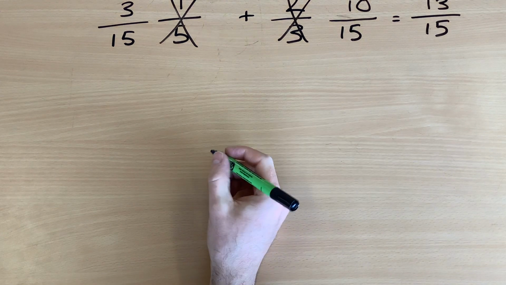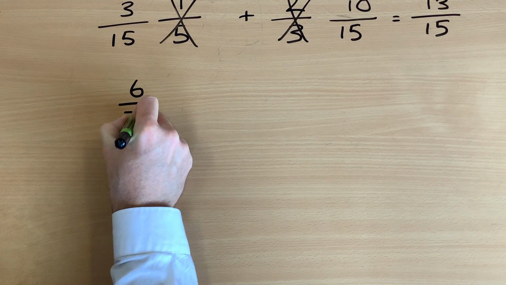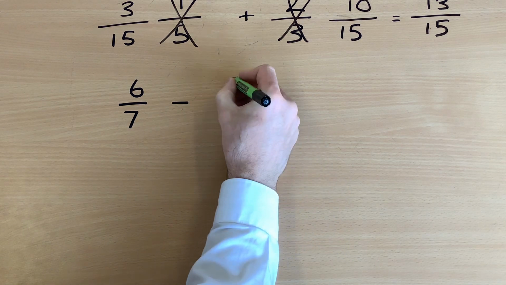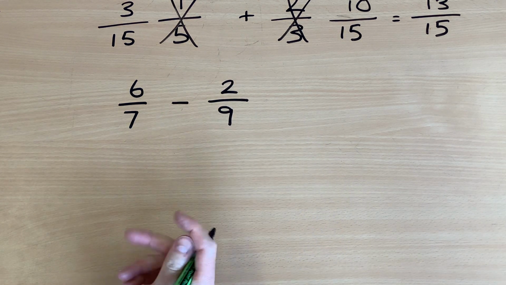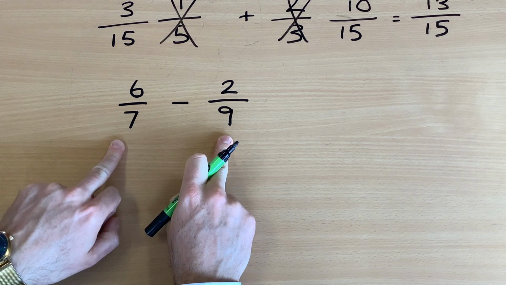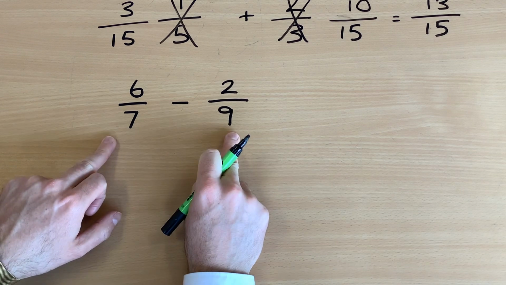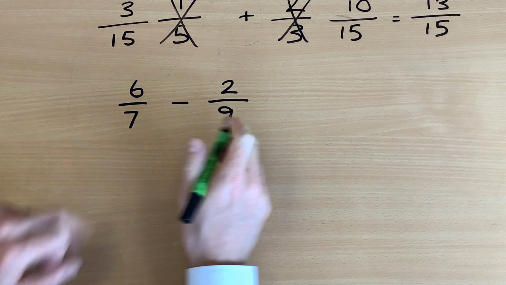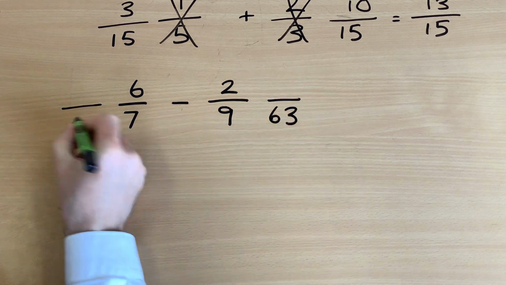This works the same as subtraction. So say I had 6/7. Subtract 2/9. What's making this tricky at the moment is that the denominators don't match. So I think of my lowest common multiple. In this case, I'm going to go with 63 because I know that 7 times 9 is 63. I'm going to convert these into 63rds.